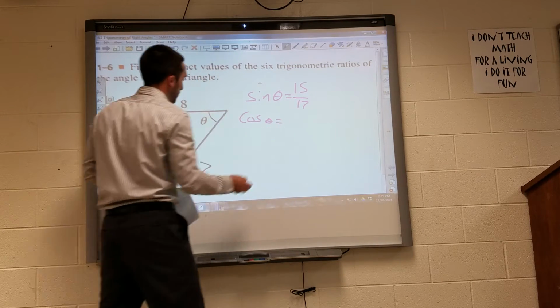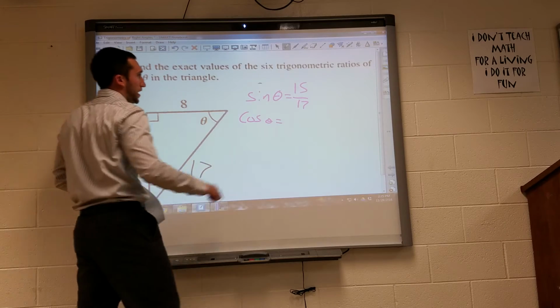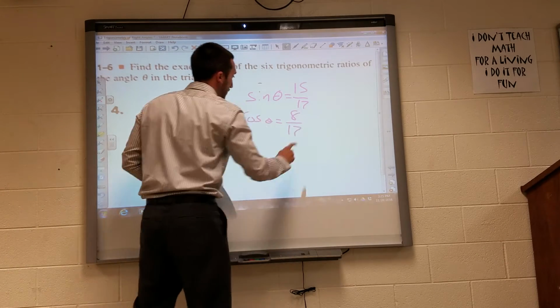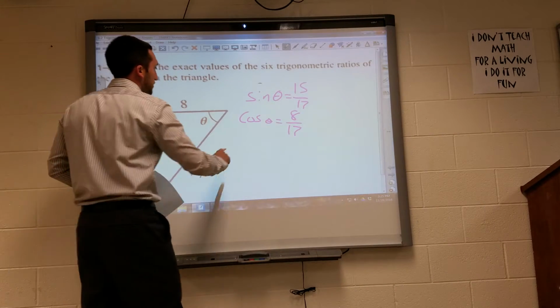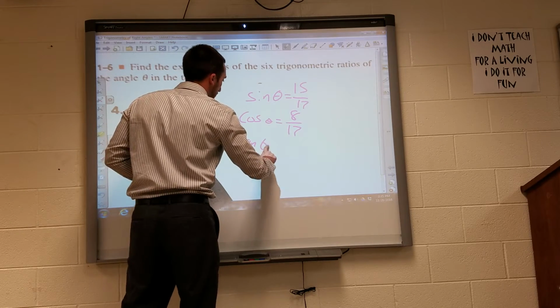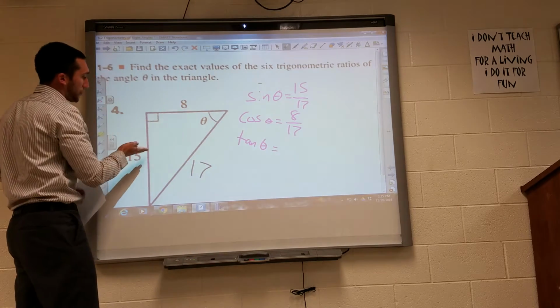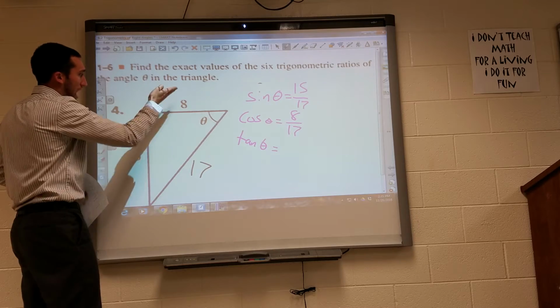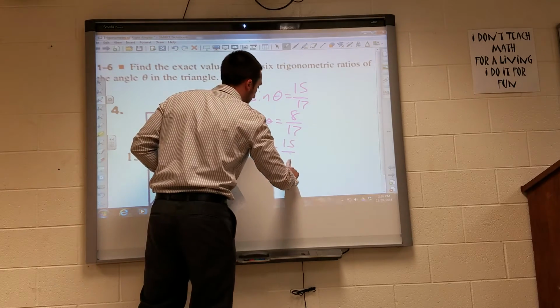Cosine of theta is adjacent over hypotenuse, so that's 8 over 17. Tangent of theta is opposite over adjacent, TOA, opposite over adjacent, 15 over 8.